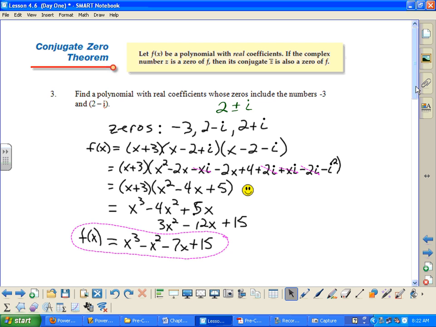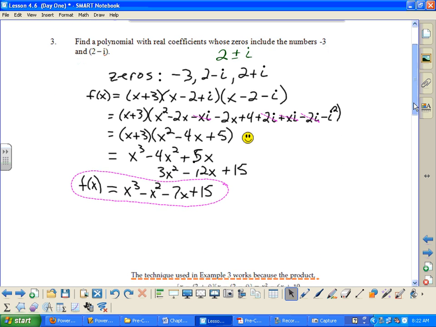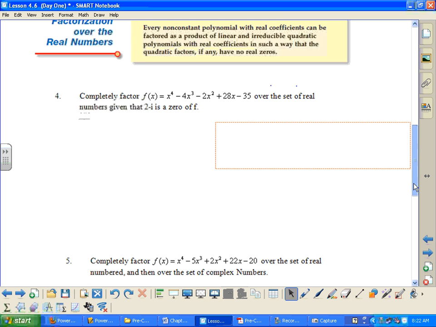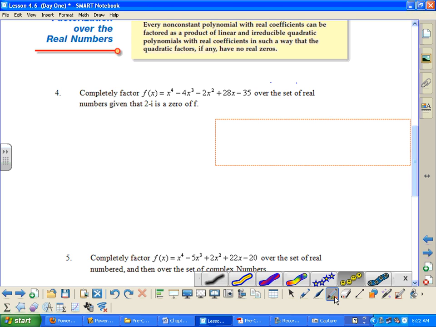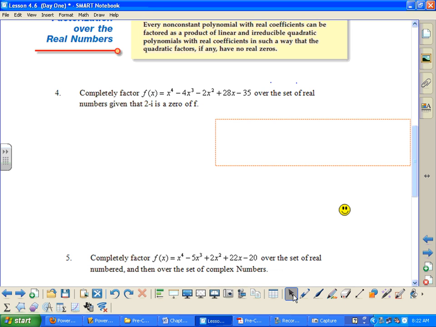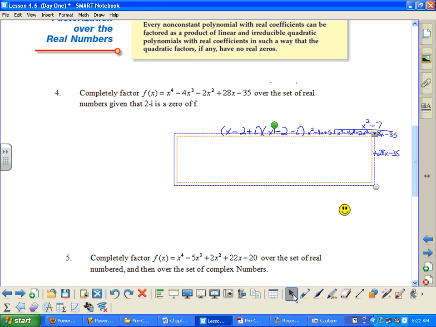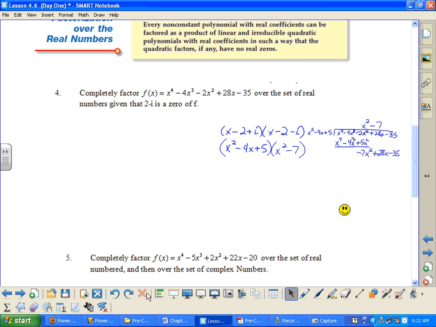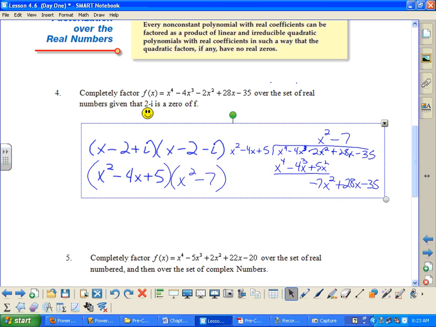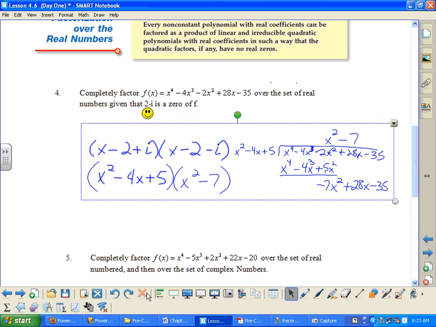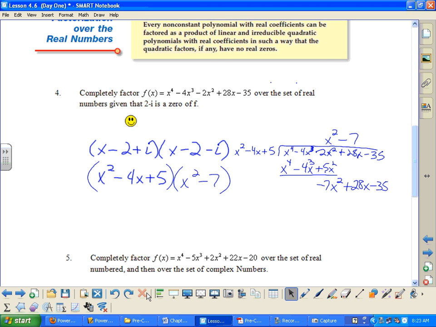All right, number 4. They want us to factor over the set of real numbers. So here's the thing I have to do now. Since they give me a 0 at 2 minus i, that tells me there's also a 0 at 2 plus i. Okay? So what we need to do then is that I need to write them in factored form and multiply.